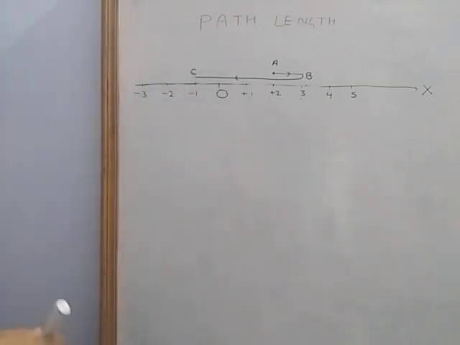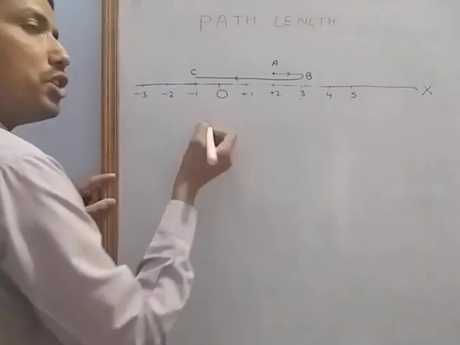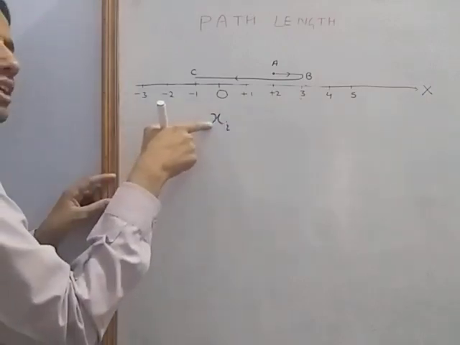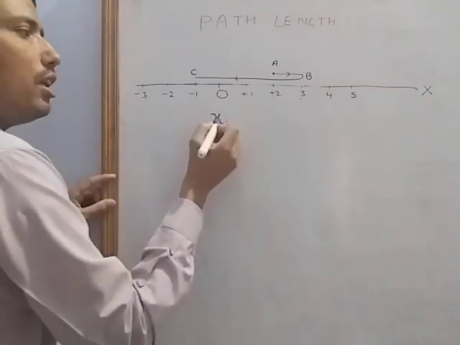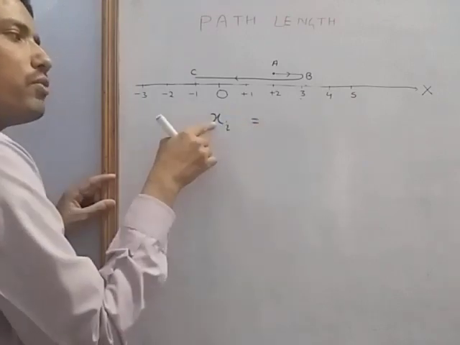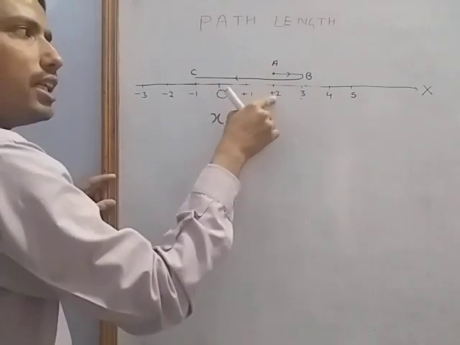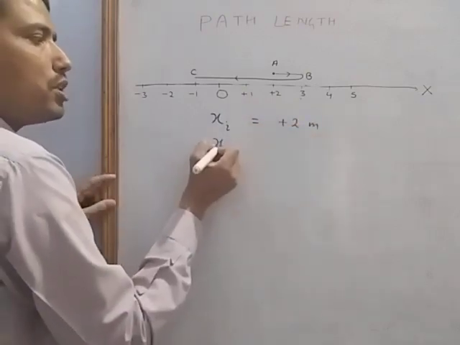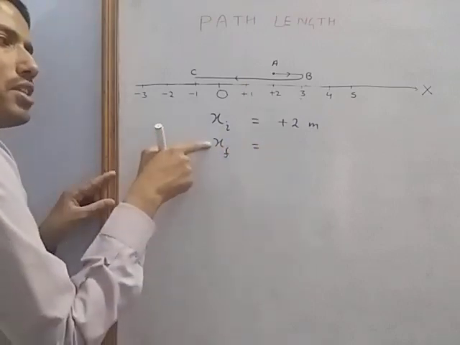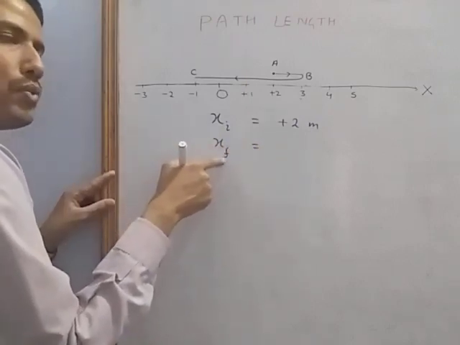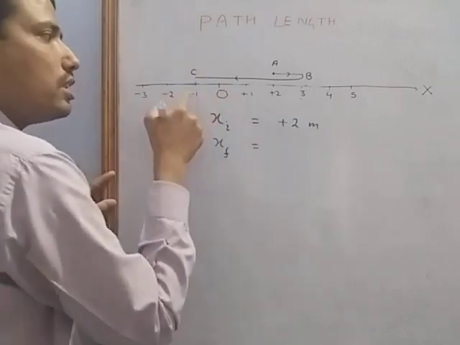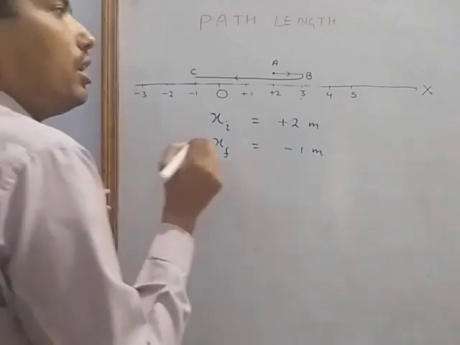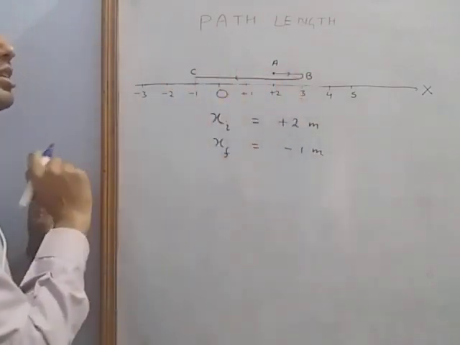The initial and final positions we denote as position, which we have already discussed. The initial position I'll write as xi. The term x means position, i for initial. Where was the position initially? It was at point A, that is plus 2. Where is the final position? Final position I'll write as xf. x is position, f for final. It is at C. C position is minus 1 meter. And position of point B is 3 meter.